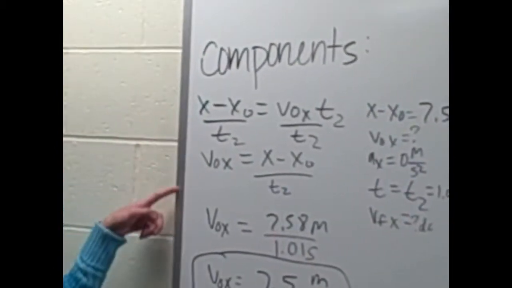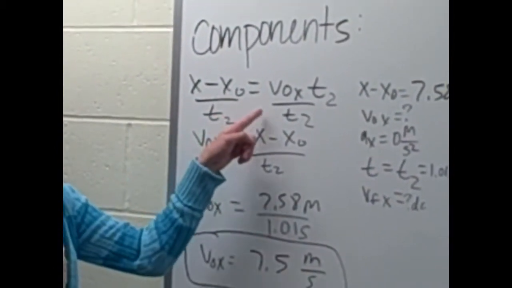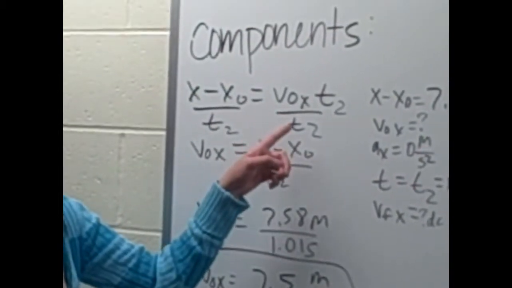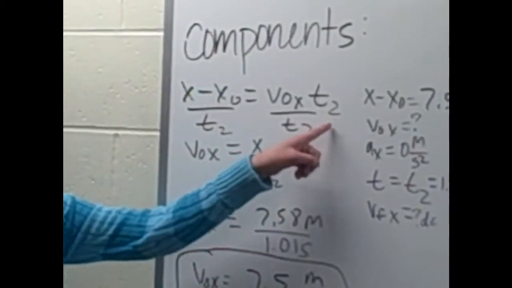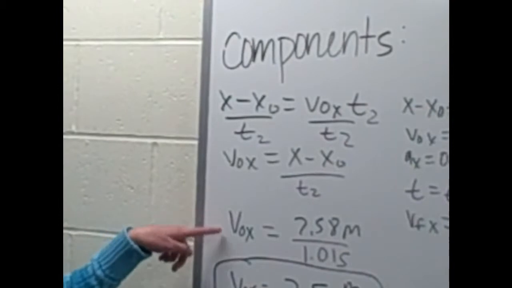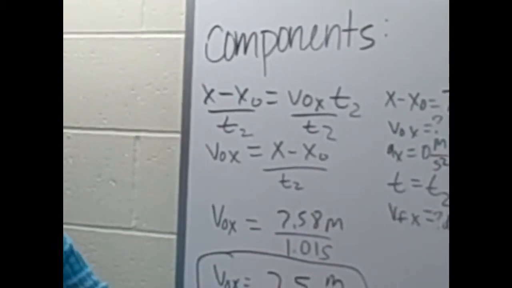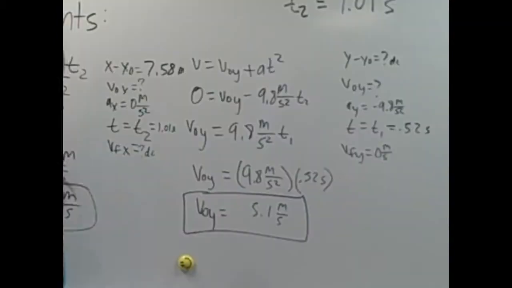So to get that, we use x minus x naught equals initial velocity in the x times the hang time. We derive that, plug in our numbers, and that's what we get, 7.5 meters per second.